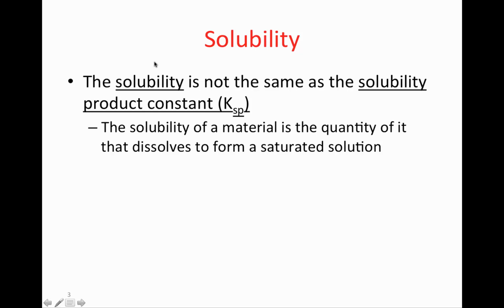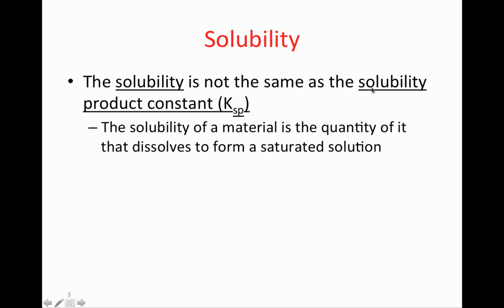The solubility of a substance in a solution is not the same as the solubility product constant, or KSP. This is just a fancy name for an equilibrium constant. KSP is just like any other equilibrium constant. We have Ka, we have Kb, we have Kw, we have Kc, K sub p. We have all these Ks where the subscript just helps us understand what we're talking about.